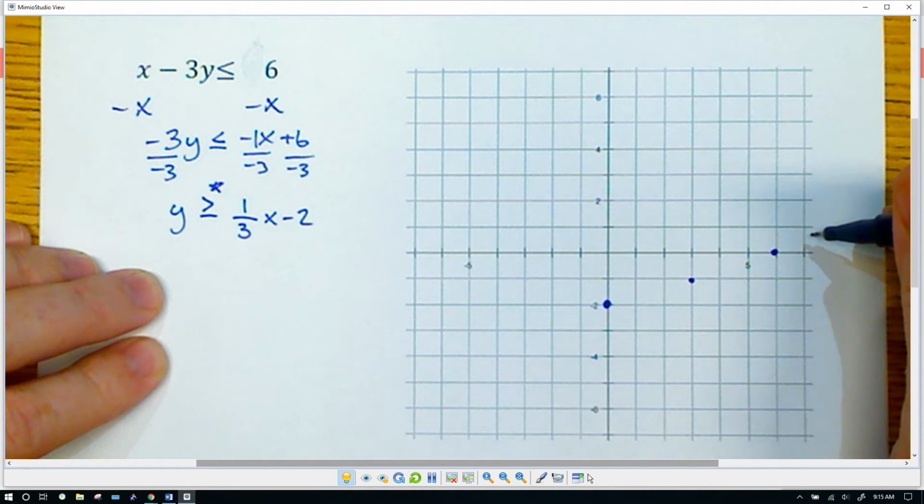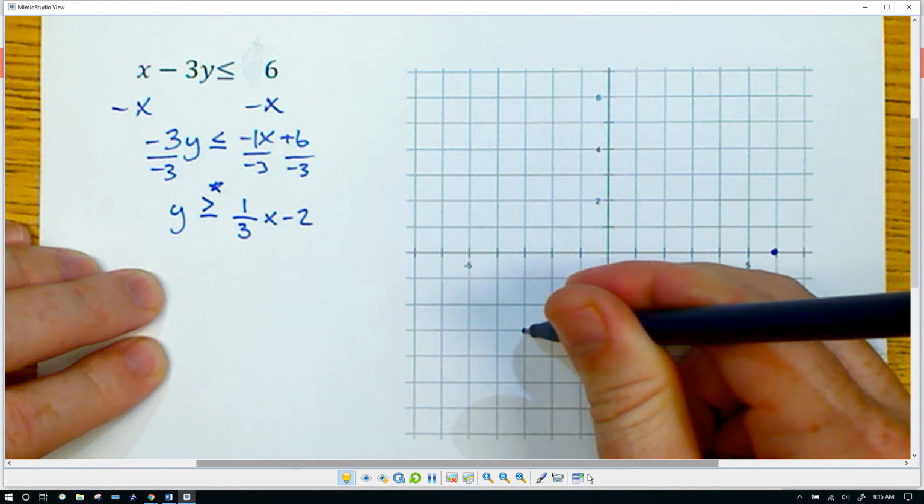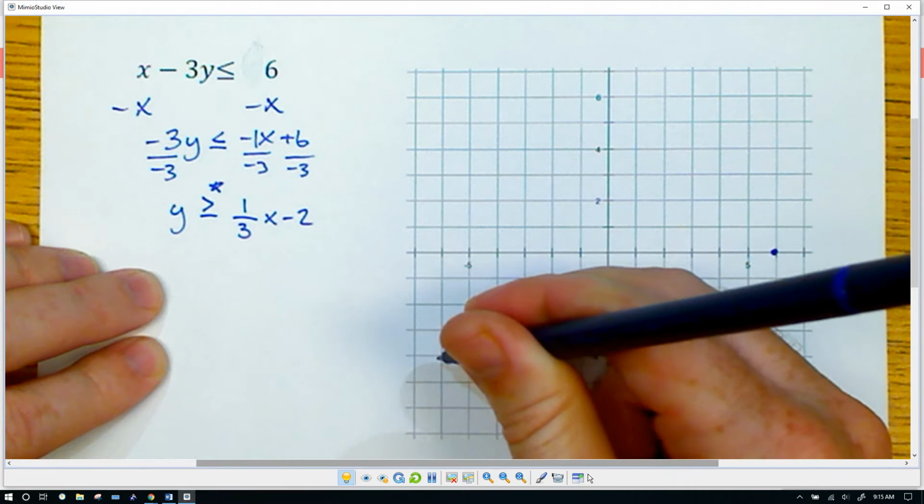And now I'm out of space. So I'm going to go backwards. So down 1 and left 3. Down 1, left 3, down 1, left 3.